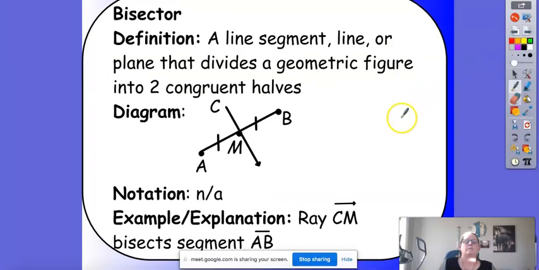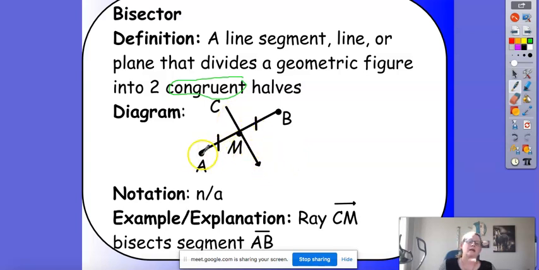Okay, bisector. Bisector means to cut it in half. A line segment or a line or a plane that divides a geometric figure into two congruent parts. What is this word here? Congruent means same size, same shape. And I'm going to go over that at the end. But if you have anything that cuts something in half, you can say that's a bisector.